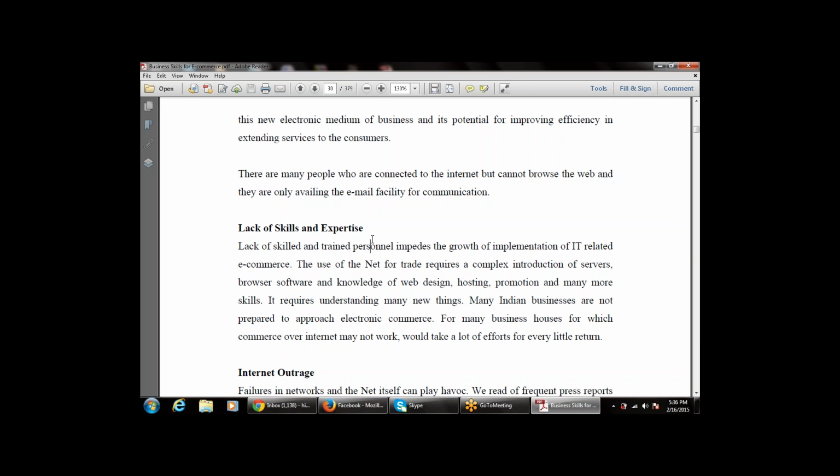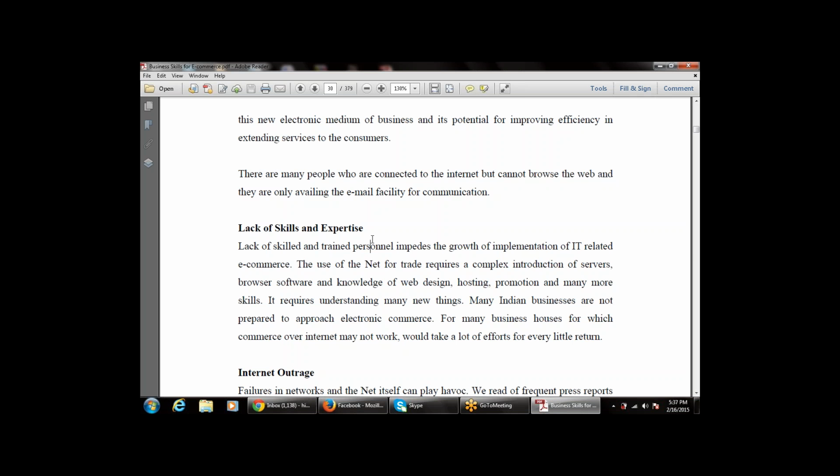That is, there is a lack of information, a lack of the skills and the expertise that a person needs whenever he or she wants to make a transaction over the internet. So that requires a clear understanding of the new things, and of the concepts that are used on the internet.